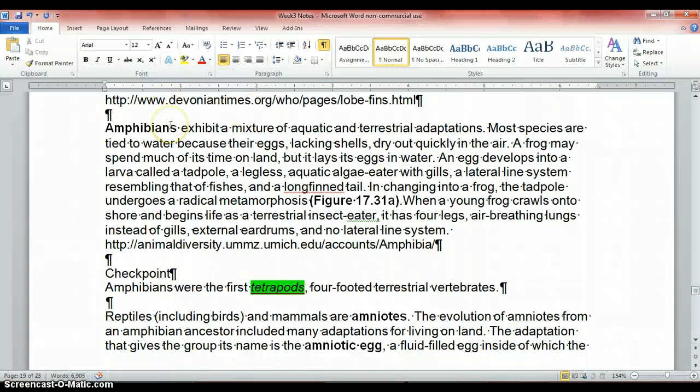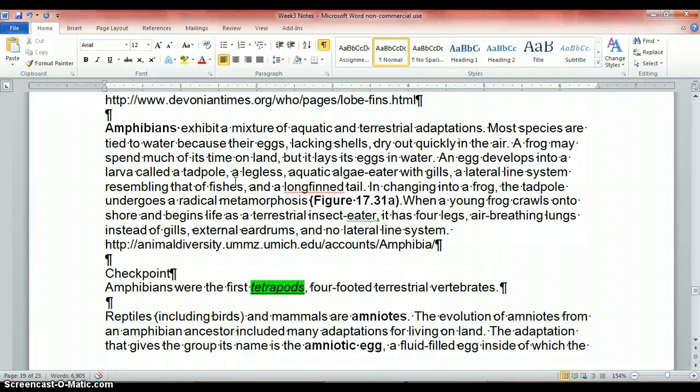So amphibians exhibit a mixture of aquatic and terrestrial adaptations. So we're definitely out of the water. Most species are tied to the water because their eggs, lacking shells, dry out quickly in the air. So still have external eggs. A frog may spend much of its time on land, but it lays its eggs in water. An egg develops into a larva called a tadpole.